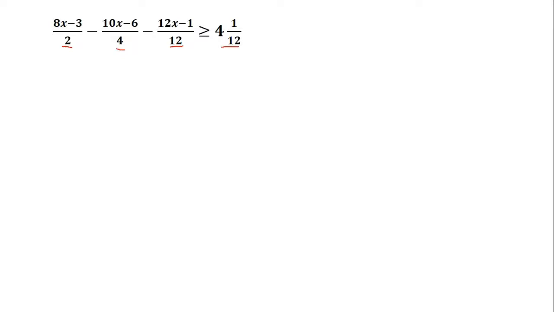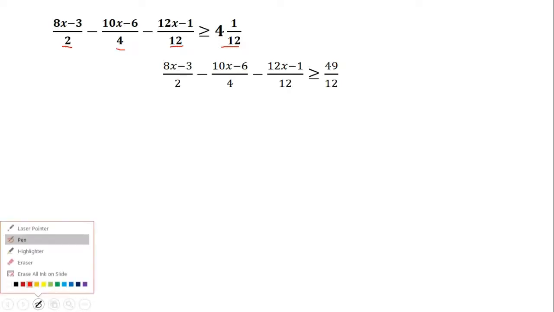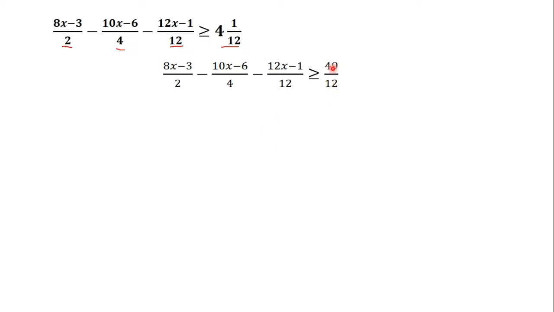Since we have a mixed number or mixed fraction, you have to first convert it to an improper fraction. So that's the first thing you need to do. So we have 8x minus 3 divided by 2 minus 10x minus 6 divided by 4 minus 12x minus 1 divided by 12. Then you convert this. We are going to have 12 times 4, which will give us 48, plus 1, that will be 49, divided by 12. If you watch the video on conversion of mixed fractions or mixed numbers to improper fractions, you will understand this very well.